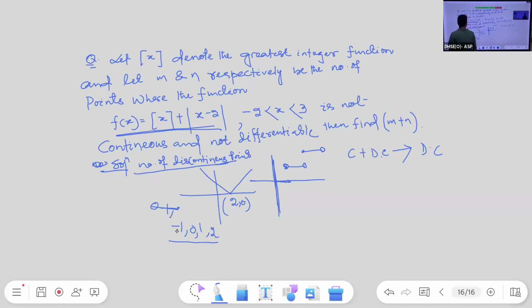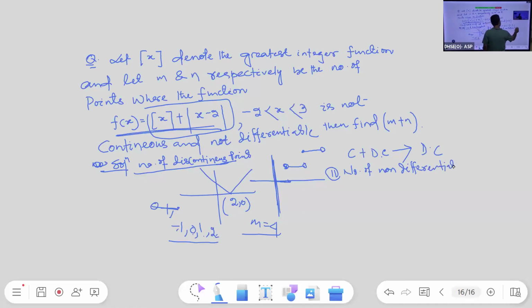|x - 2| is continuous everywhere, so the sum of these two functions is discontinuous at -1, 0, 1, 2. So m is equal to 4. The value of m is equal to 4. Right? Quickly note it down. Then second part, we have to find out the number of non-differentiable points.